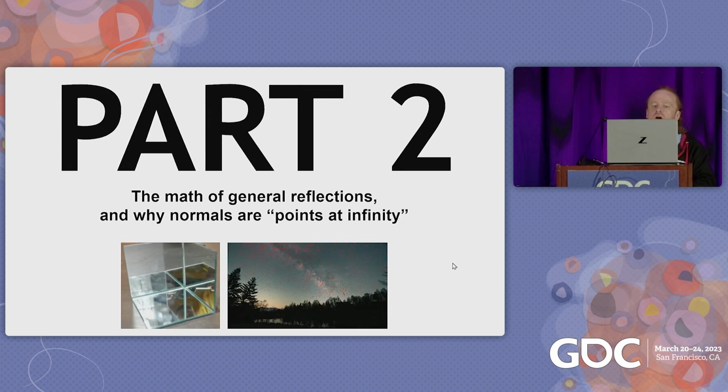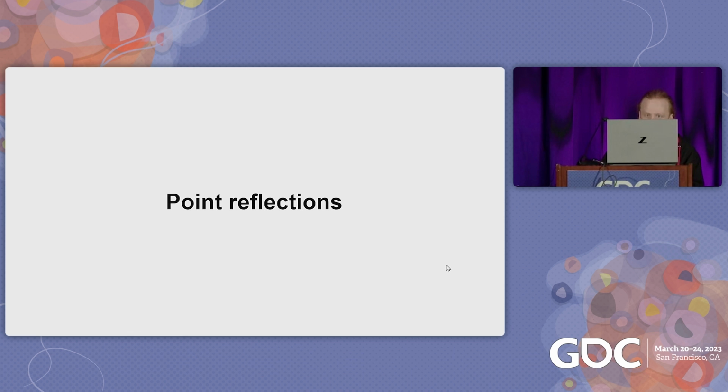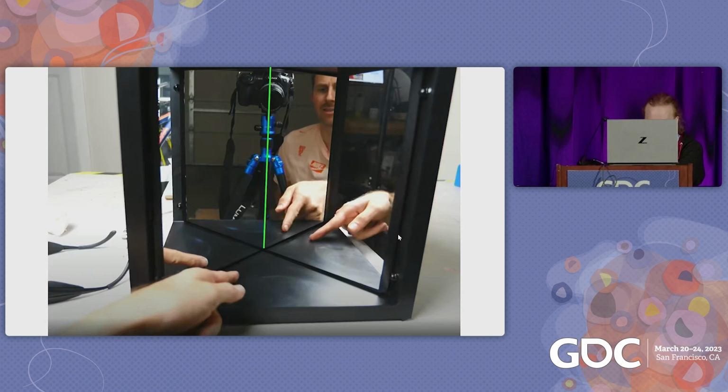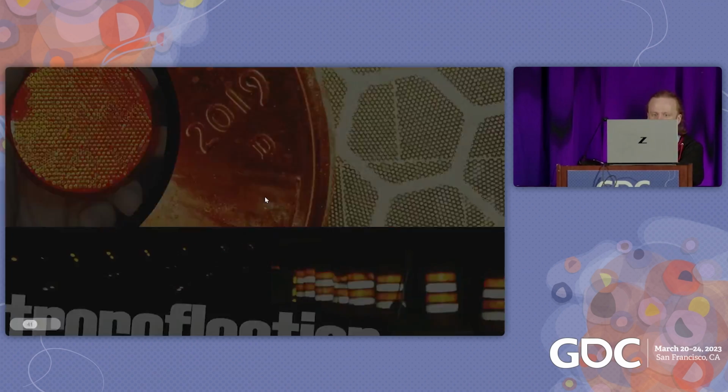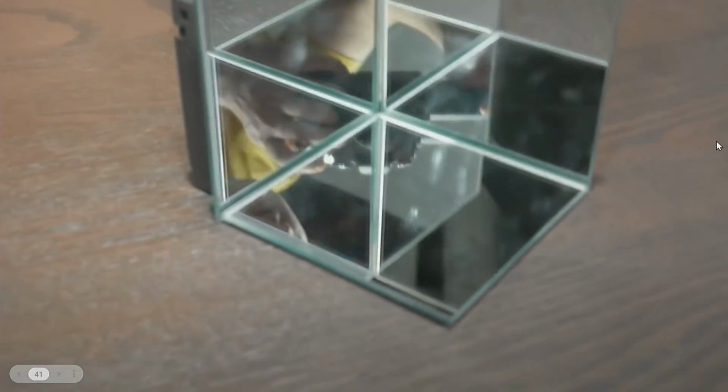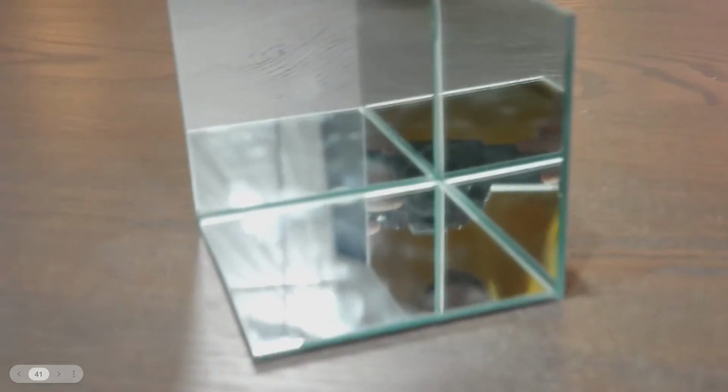Okay, part 2, the math of general reflections and why normals are points at infinity. So we want to think about point reflections, another one of these exotic objects. So suppose we start with a line reflection like this, and we add another reflection plane down here. What do we get? Well, we get something that's like this. Quite a beautiful thing here, I would say.